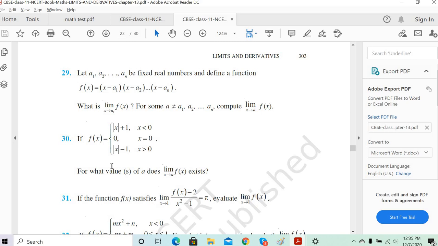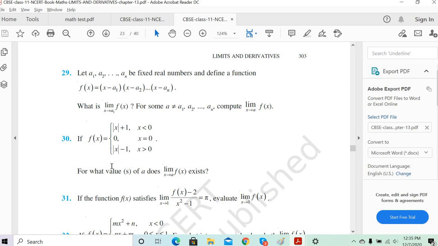This is a polynomial function, (x minus a1)(x minus a2) and so on. Since it's the product of all the functions, you can apply the limits individually to each factor: limit x tends to a1 of x minus a1, then limit x tends to a1 of x minus a2 and so on, then limit x tends to a1 of x minus an. Correct? Understood this part? So now when you apply it, the first term, a1 minus a1, will become 0. So the entire term will become 0. Correct, no? Yes, sir.